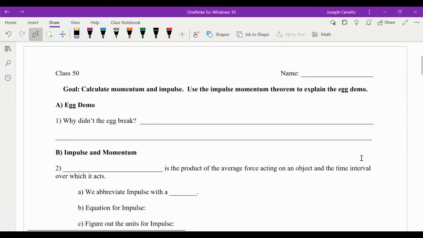Folks, checking out class 50. It's the beginning of unit 6. We're talking about momentum and impulse today and introducing them.